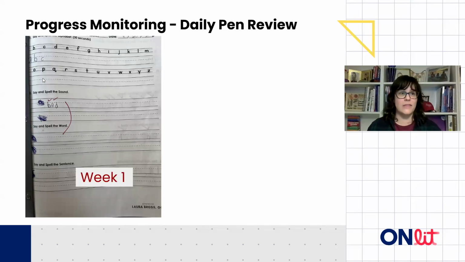So you can see here they had 30 seconds to write the alphabet, and they got through 3 letters. So their alphabet fluency was not very well developed. They didn't have any of the sounds. They did almost get a whole word, but they were not able to write any sentences that I was dictating.